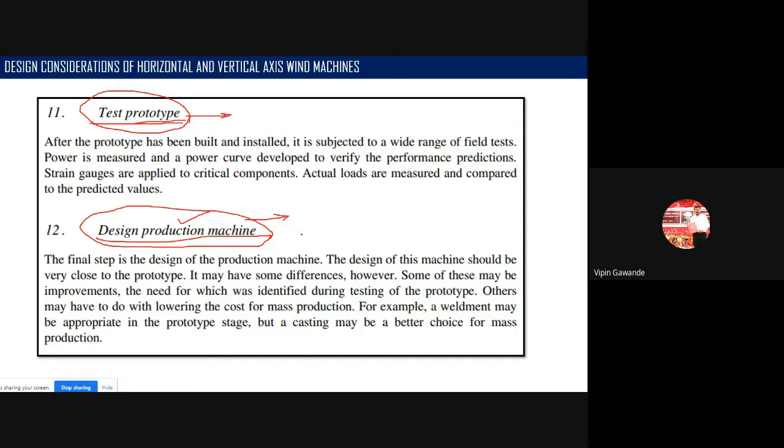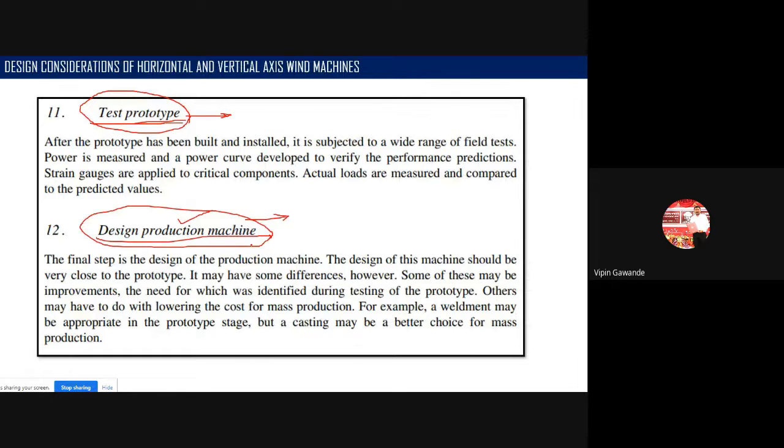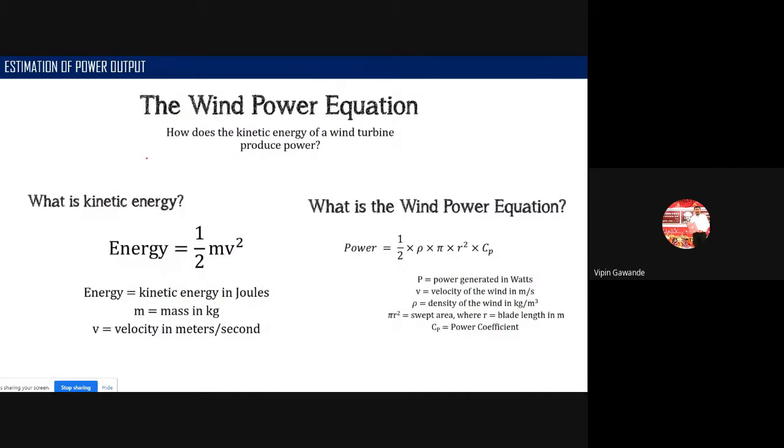These are the different design considerations of horizontal and vertical axis turbines. The details of all these we will see while dealing with the design of these wind machines in unit number 6. Now, the next topic is the wind power equation, the estimation of the power output. This is very interesting.